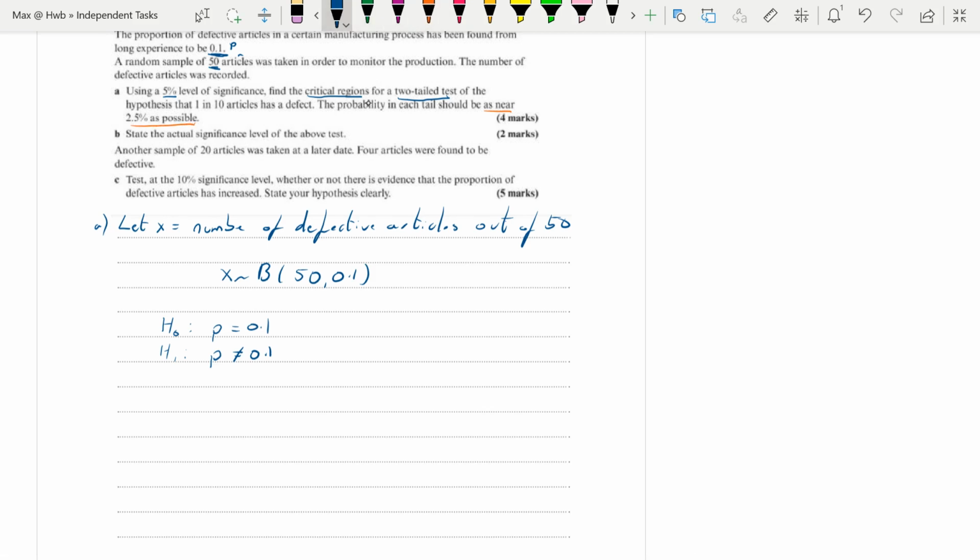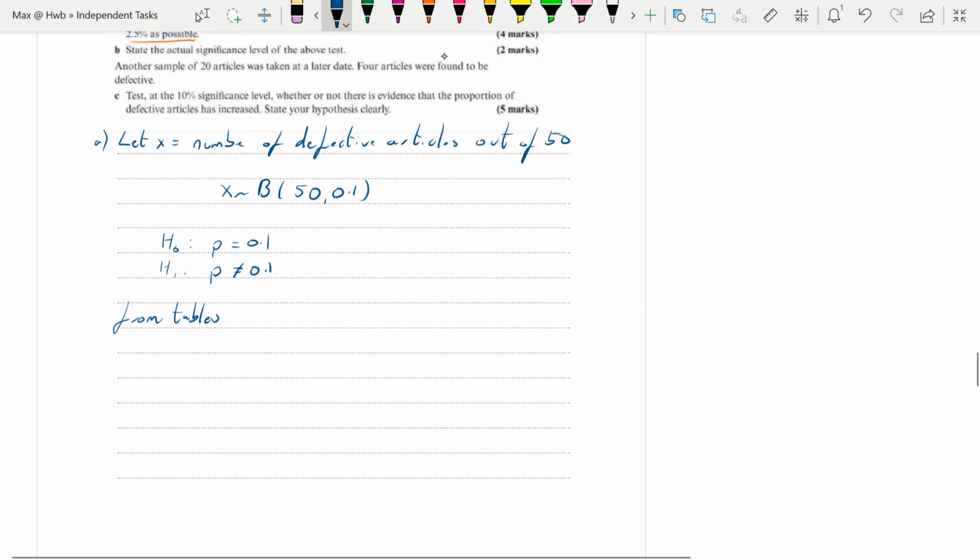So if I'm looking at the bottom end, from tables, I'm going to write this down. If I go to the list function and I just go 0, 1, 2, 3, 4, 5, 6, 7, 8, 9, 10. Let's go to like 15, for example. I put the n is 50, p is 0.1. And I'm going to find out what the probabilities are. Now you'll notice, the probability that x is less than or equal to 0, so just equal to 0, gives me 0.0052, and then the probability that x is less than or equal to 1 gives me 0.0338.